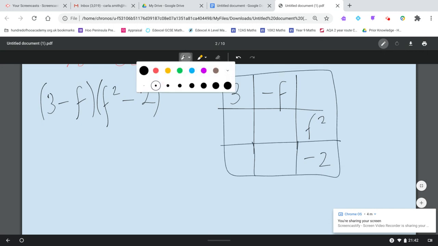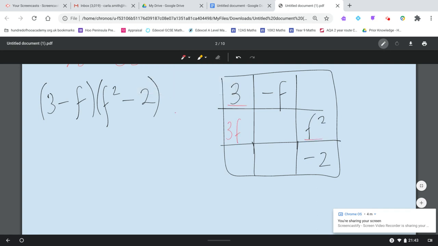Okay, so let's multiply these together. 3 times f squared is just going to give me 3f squared. Negative f times f squared, well, f times f squared gives me f cubed. And you've got a negative and a secret positive over here. That's going to make a negative overall. 3 times negative 2 is going to give me negative 6. And then negative f times negative 2. Well, negative times negative is going to give me a positive. And then 2 times f gives me 2f. Okay, so actually these 4 terms here will get you a mark.